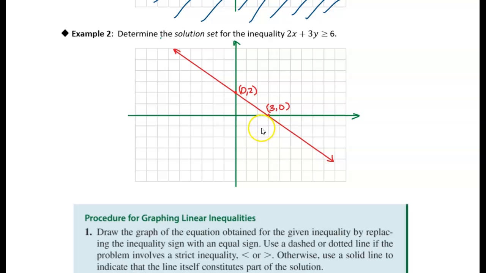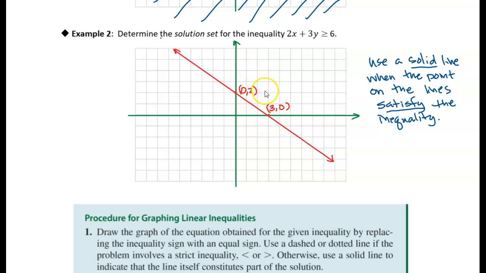All right, in example 2, we want to find the solution set for the inequality 2x plus 3y is greater than or equal to 6. Okay, so I've graphed the line 2x plus 3y equals 6. In this case, I've shown it as a solid line because the points on the line satisfy the inequality.